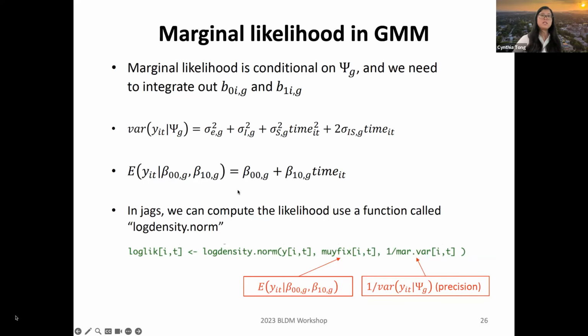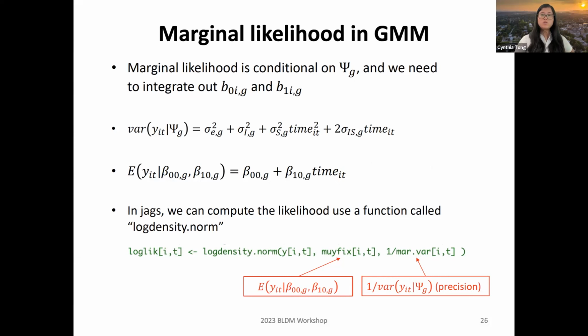They can just be calculated based on the model. The expectation of YT equals the average intercept plus average slope times time. And the variance equals the level 1 residual variance plus the variance of intercept plus the variance of slope times time squared plus 2 times the covariance between intercept and slope times time. With this information, we can get the log likelihood.